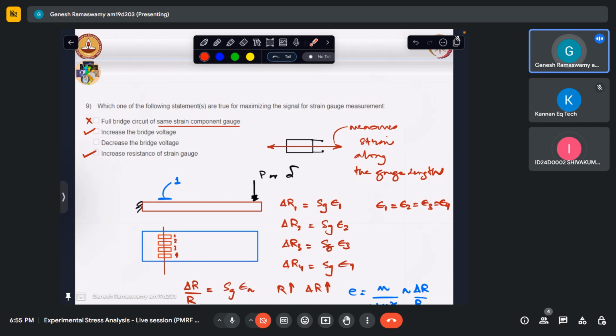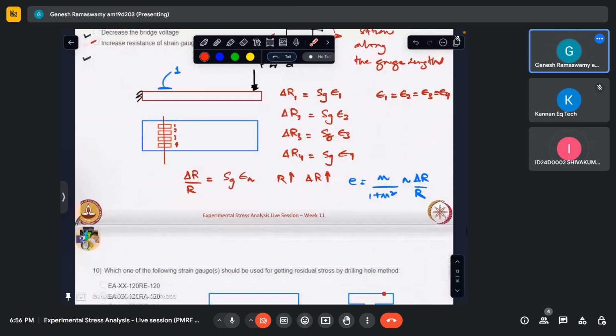Even if I were to check this by some other means, let us say photoelastic coating, there also actual strain is still the same. That makes no bearing on what method we are trying to adopt. Yeah, it is just in the context of the strain gauge how we maximize the output signal. Okay, okay, yeah.